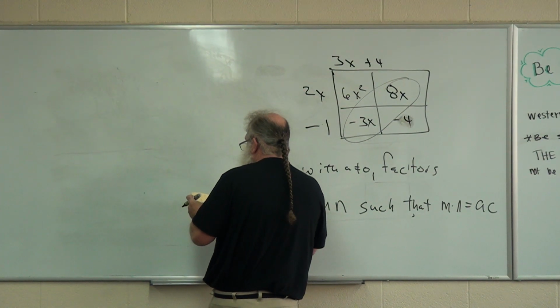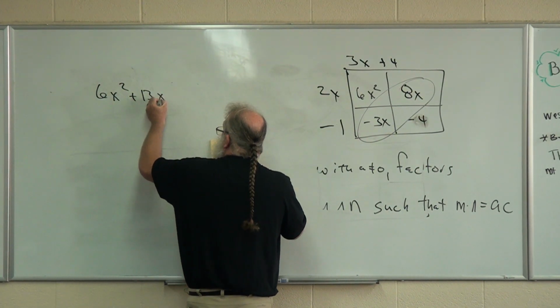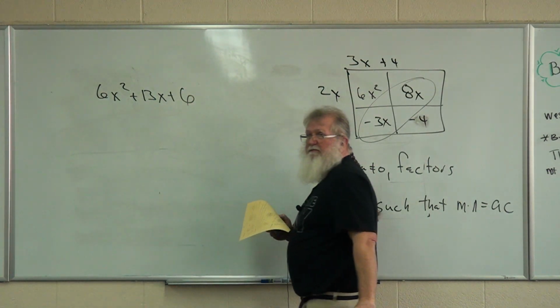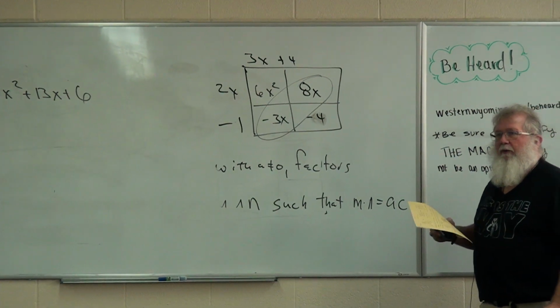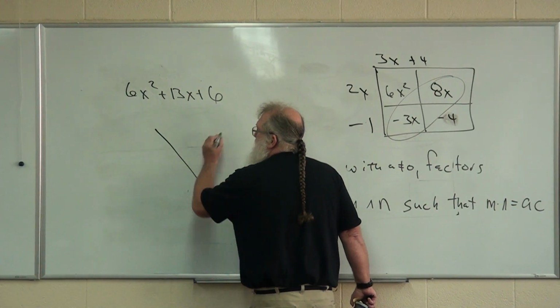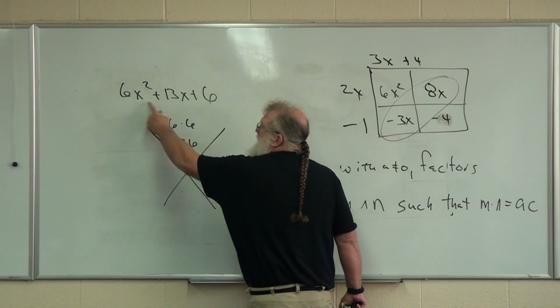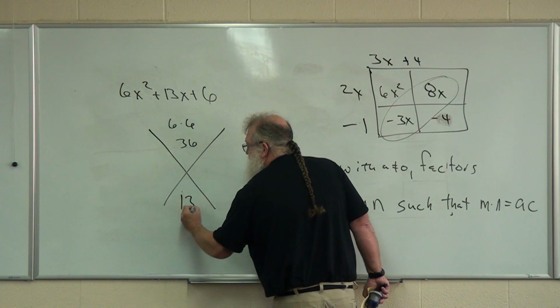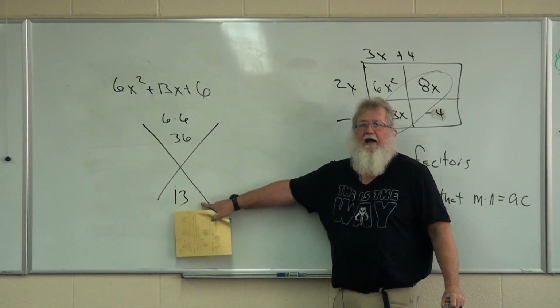So our next example, let's take 6x squared plus 13x plus 6. And let's do this one kind of together to start with. First thing I do is a times the c. So I do the 6 times the 6, which is what? 36. 6 times the 6. And now I got to think about two numbers that multiply to 36 and add up to 13.